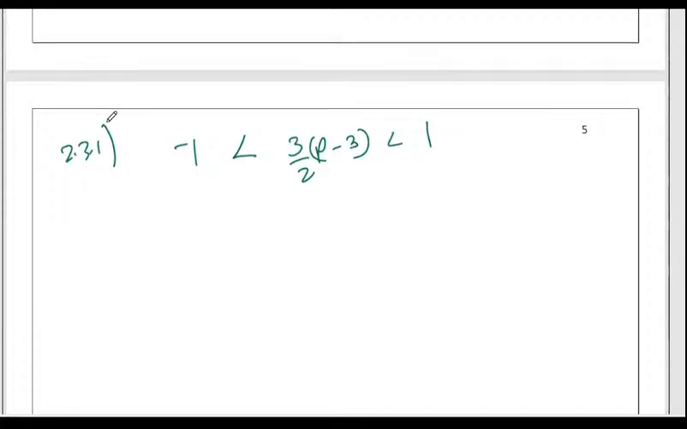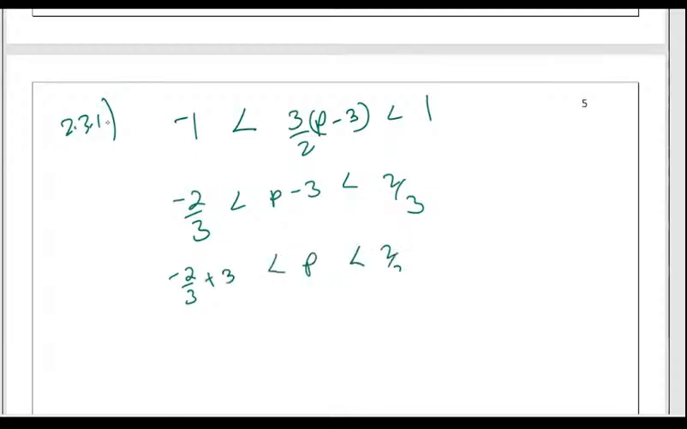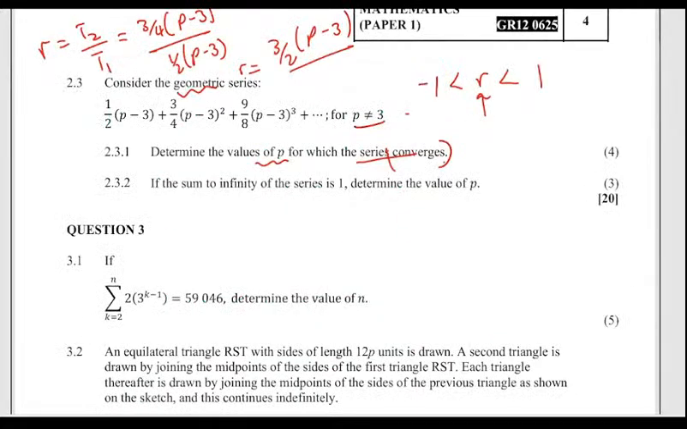So let's divide through by 3 over 2, meaning that we're going to have -2 over 3 is less than p minus 3 is less than 2 over 3. Alternatively, multiply through by 2, then divide through by 3. You still get the same thing. The -2 over 3 plus 3 is less than p is less than 2 over 3 plus 3. That's 9 minus 2, so I have 7 over 3 is less than p is less than 9 plus 2, 11 over 3. That is what I'm getting with my conditions, with my solutions or values.